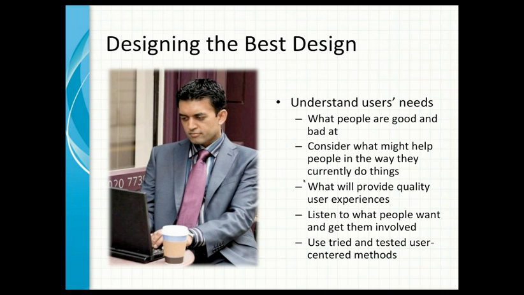In order to create the best design, you have to understand the user's needs. So look at what people are good and bad at. Consider what might help people in the way they currently do things. What will provide quality user experiences? Listen to what people want and get them involved. Use tried and tested user-centered methods. These are all things that software companies should be doing but aren't.